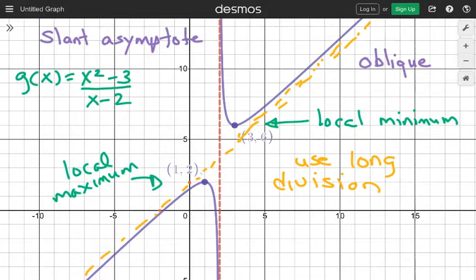And we may be using long division to determine end behavior. So if you need some help with that, I have a handout that has a step-by-step guide on how to do it. Maybe we'll go over that.